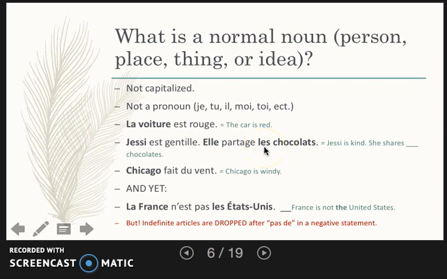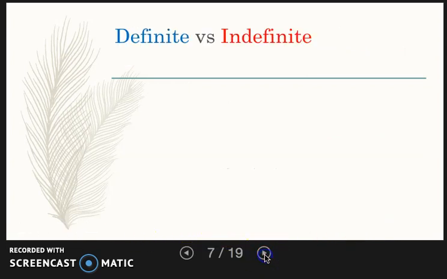Cities don't need articles. They're capitalized. And yet, even though France and countries, any country, is capitalized, it's going to need an article. And you're going to have to remember which ones are feminine and which ones are not. Now, there's one tiny little addendum here. Indefinite articles can be dropped after a negative statement, and I will show you that in a bit.